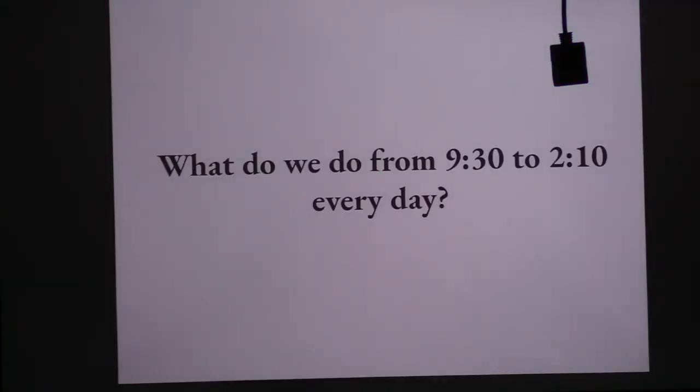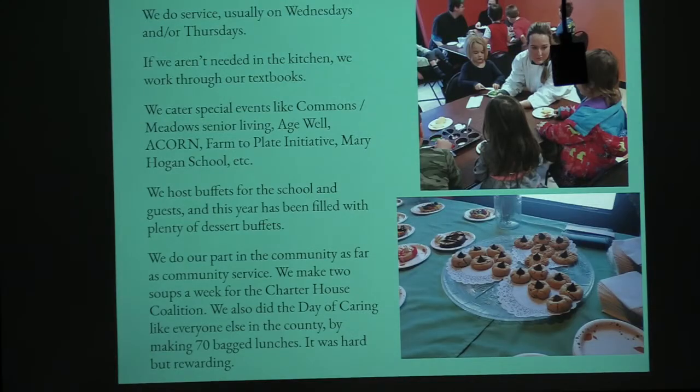So what do we do from 9:30 to 2:10 in this class? Well, we do service, usually on Wednesdays or Thursdays or both. It just really depends on the circumstances. If we aren't needed in the kitchen, we're going to be working on our textbook, getting that culinary knowledge. We cater special events like the Common Meadows, Senior Living, Age Well, Acorn, Farm to Play Initiative, Mary Hogan School, and much more. We do a lot of things. We have buffets for the school and guests, and we have a common theme of doing dessert buffets. People love those.